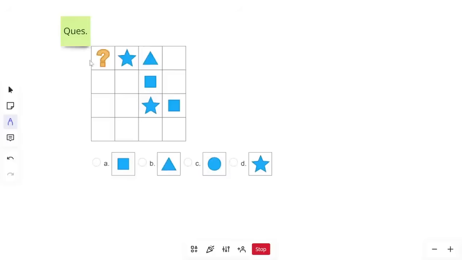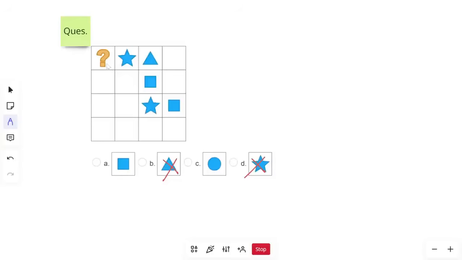Let's look at this question. We have the question mark here and we have to find which symbol will come in the place of question mark. See, first of all, star and triangle cannot come because star and triangle are already in the first row, right? So we will eliminate both of them. Now we are only left with square and circle.